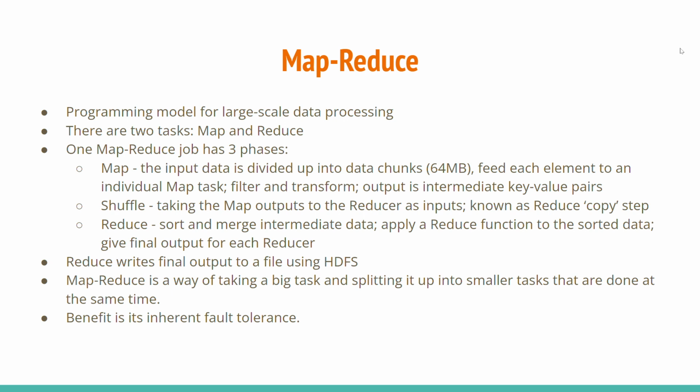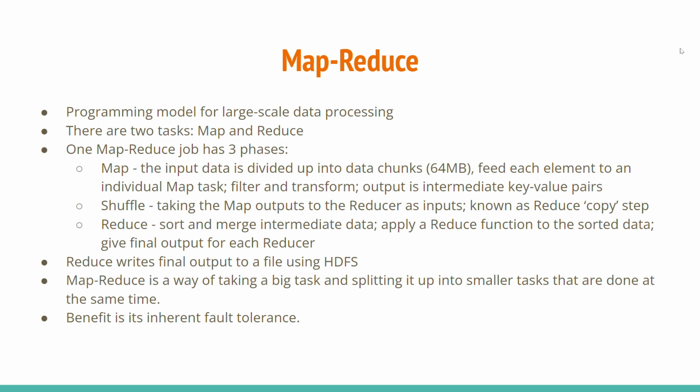MapReduce is a programming model for large-scale data processing. It is broken down into two main tasks, map and reduce. One MapReduce job has three phases: map, shuffle, and reduce. In the map phase, the input data is divided up into data chunks, and then each of these are fed to an individual map task.